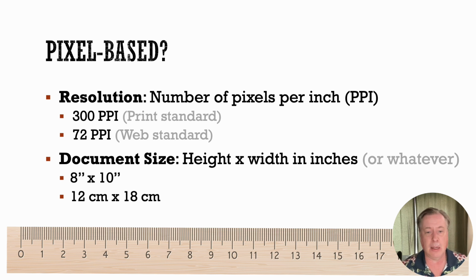Document size is the height and width in actual units. So in other words, inches or whatever. So think about an 8x10 portrait photo that you might have, or 12 centimeter by 18 centimeter. Those are the measurements together. Resolution and document size are what you need to consider to figure out how many pixels you actually need in your Photoshop document.